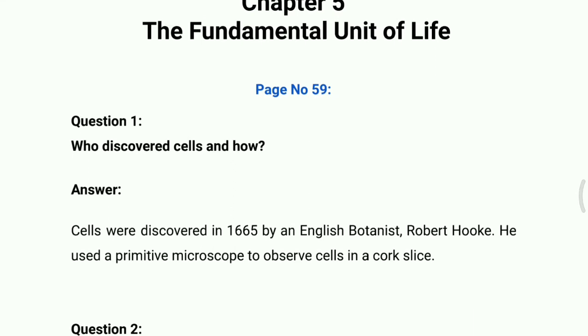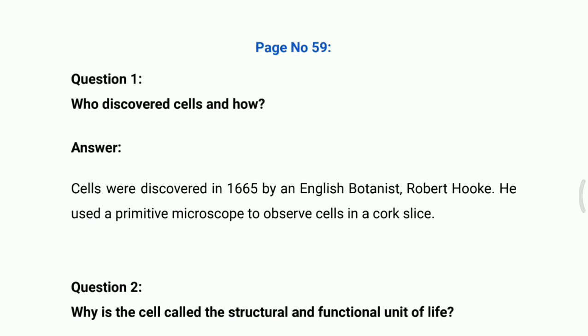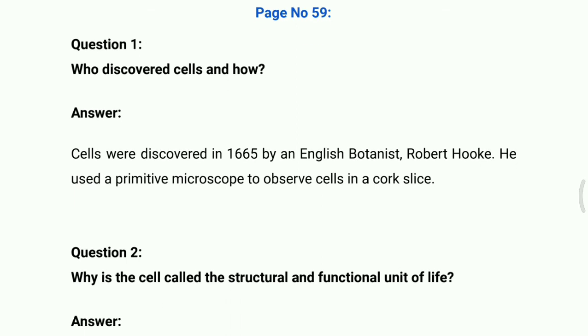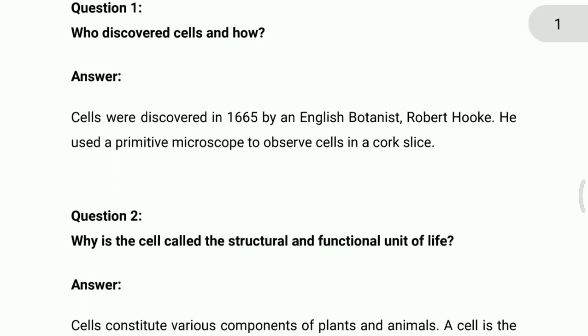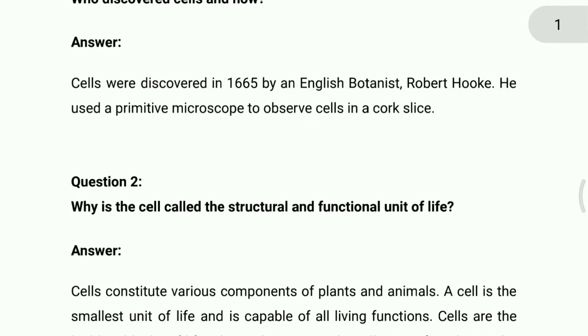First question. Who discovered cell and how? Answer. The cells were discovered in 1665 by an English botanist, Robert Hooke. He used a primitive microscope to observe cells in a cork's slice.